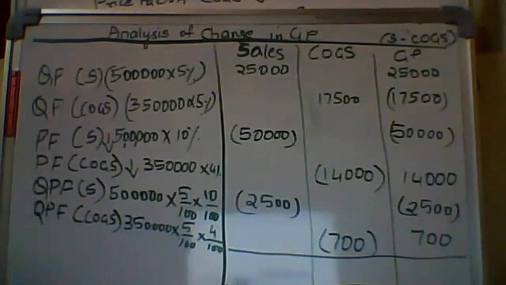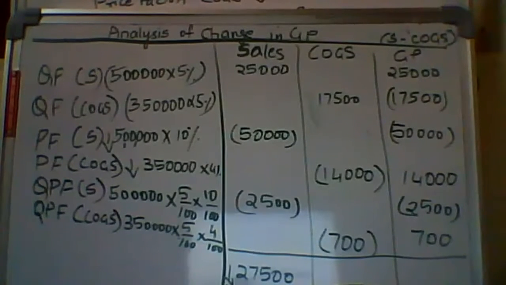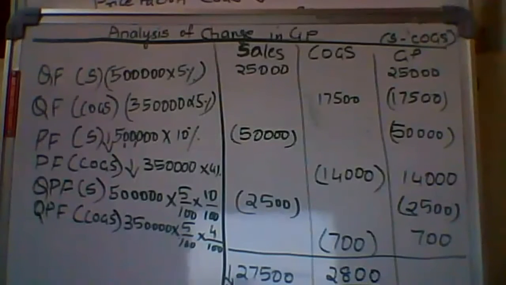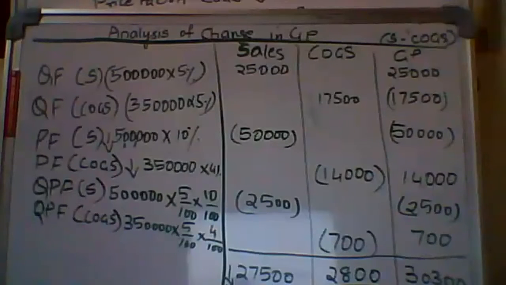So now complete your total. Total of sales is minus 27,500, ma'am. Okay. So there is a reduction in the sales by 27,500. And COGS is plus 2,800. So cost of goods sold is increasing by 2,800. So total is 30,300. Gross profit change is 30,300.